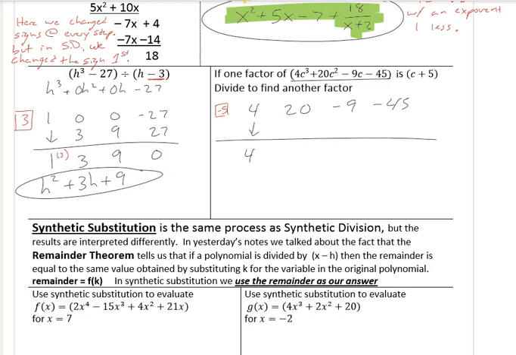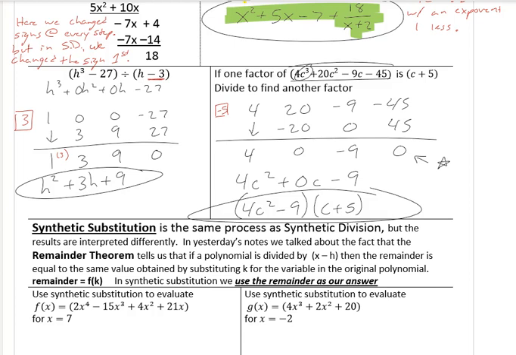Add down, multiply by the box. Add down, multiply by the box, add down. So this is what we wanted. And so my answer is, if this is c cubed, this would be 4c squared plus 0c minus 9, or 4c squared minus 9. And we know that this times what we started with would give me an answer of this up top.